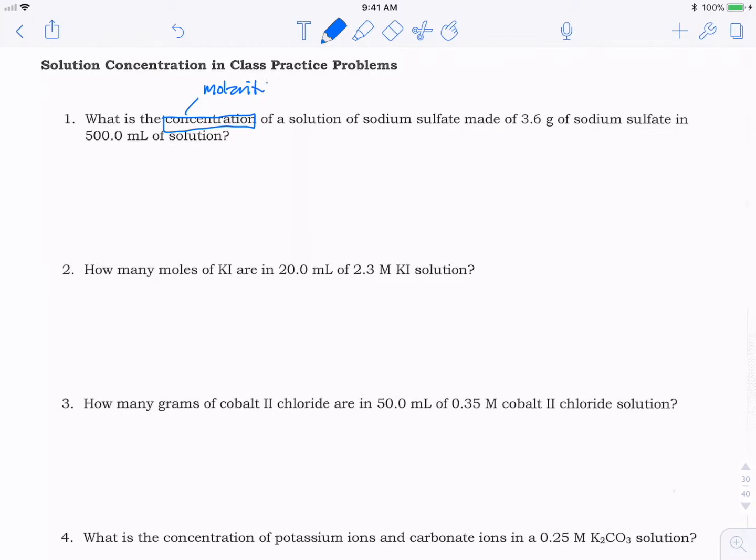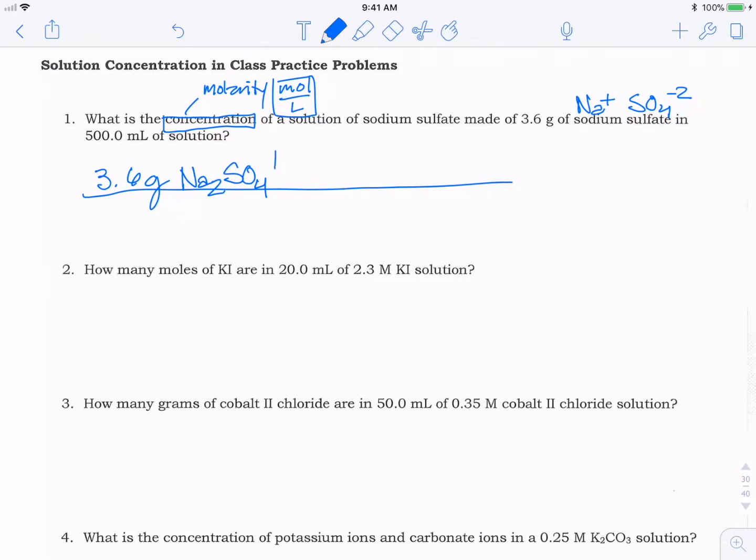In other subjects, like in biology, a lot of times they use percents, but in chemistry it means moles per liter. So, we want to know how many moles per liter of a solution of sodium sulfate made of 3.6 grams of sodium sulfate in 500 milliliters of solution. So we're going to start with 3.6 grams of sodium sulfate. And you got to know the formula for sodium sulfate, which we've already talked about a whole bunch. So that's sodium sulfate. If you're ever in doubt, you can look it up, double check your answer and see.